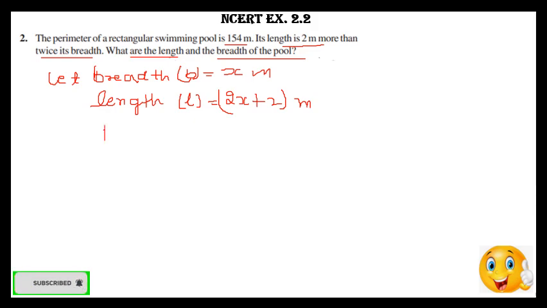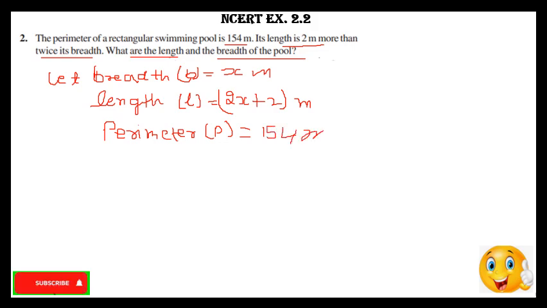And we know that the perimeter is given to us, and this perimeter is 154. So we have to write perimeter P is equal to 154 meter. Now the formula for the perimeter we have 2 times L plus B. So here we know that 2 times L plus B is equal to perimeter. This is the formula for the perimeter of a rectangle.